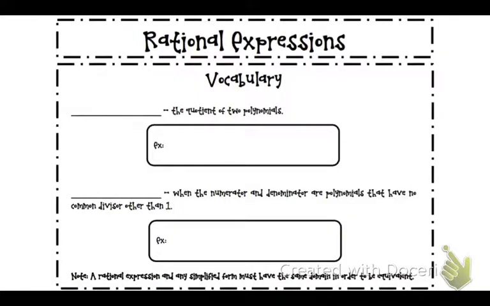The quotient of two polynomials, that is what a rational expression is. So like x over x squared. X is a polynomial, x squared is a polynomial. So that's a polynomial over a polynomial. 2x minus 4 over x minus 2. X squared plus 3x plus 2 over x plus 3. Those are all polynomials over polynomials, so those are all rational expressions.